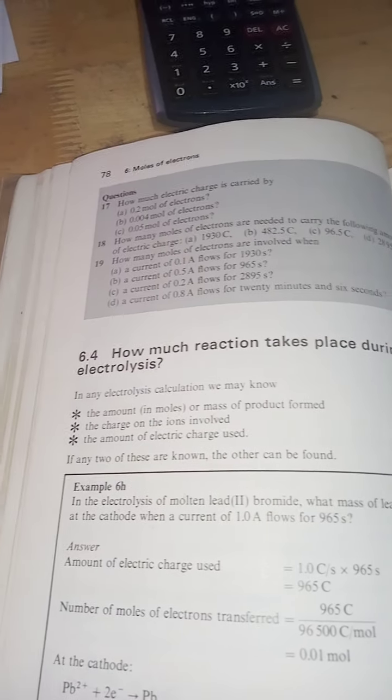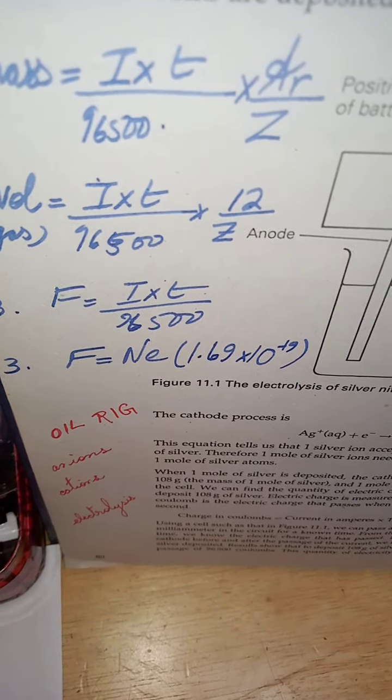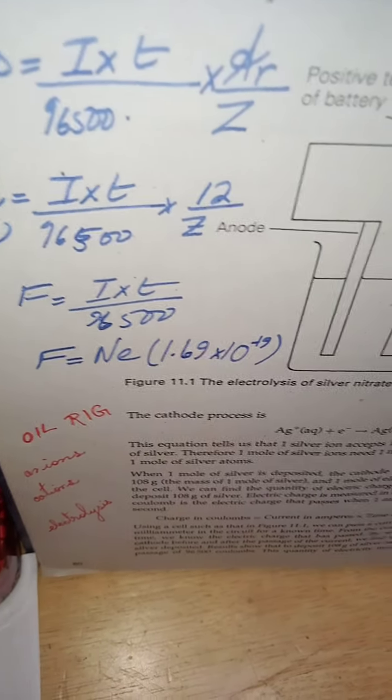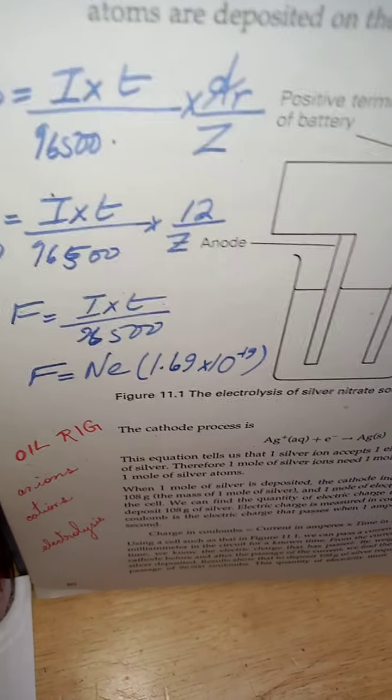So this example is quite simplistic, but if we were to do it in future, we'd be using this formula, because it's ever so useful: IT over the Faraday constant, times the atomic mass of the metal under discussion, divided by the oxidation number of the element under discussion.